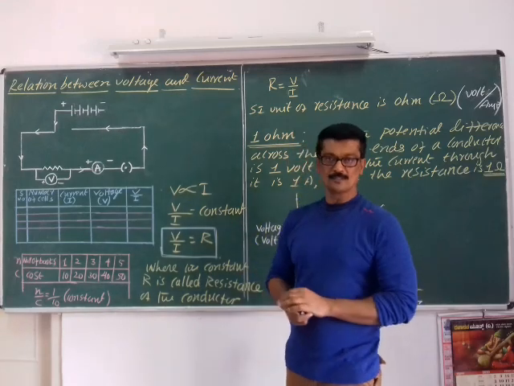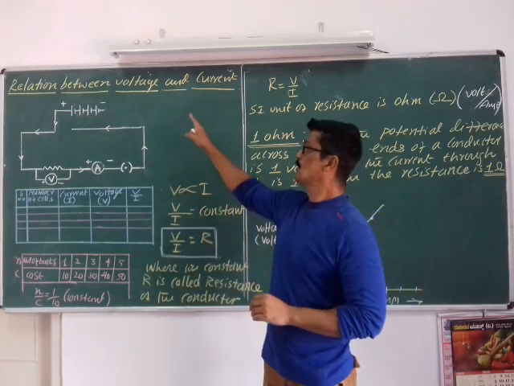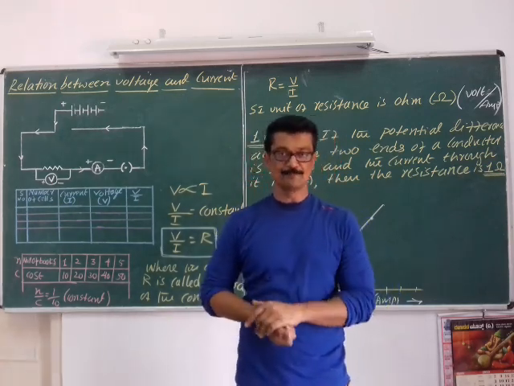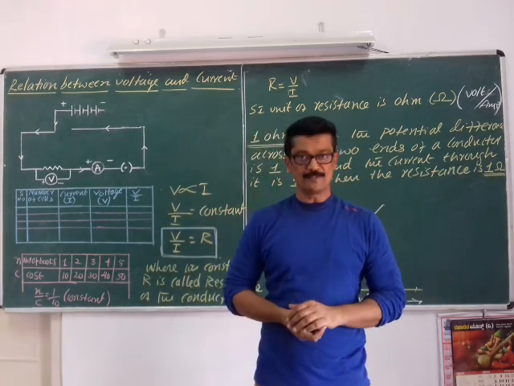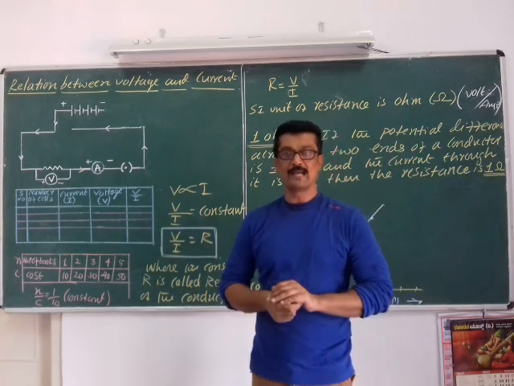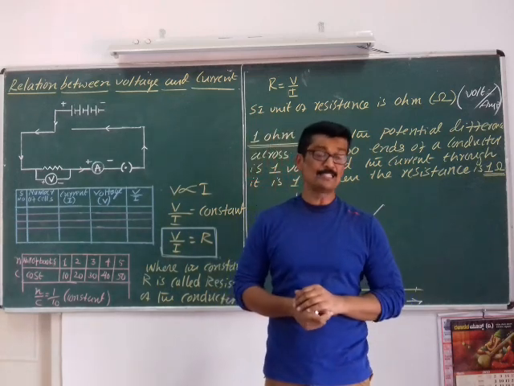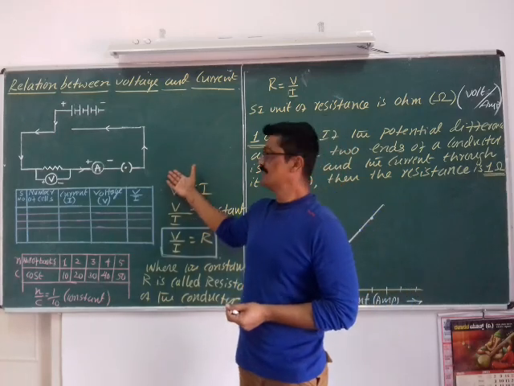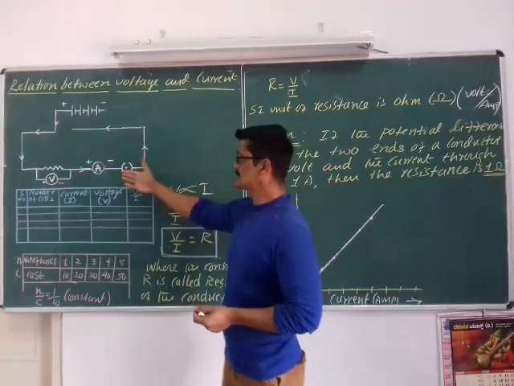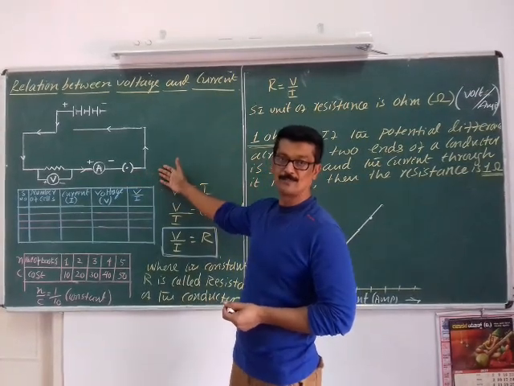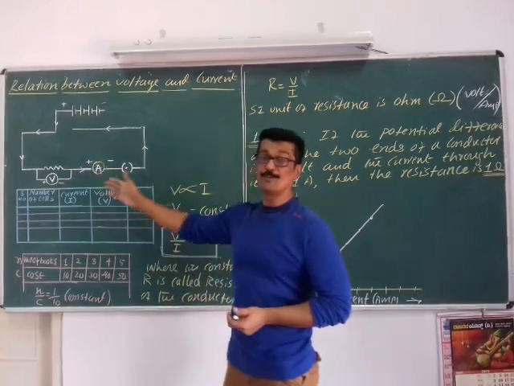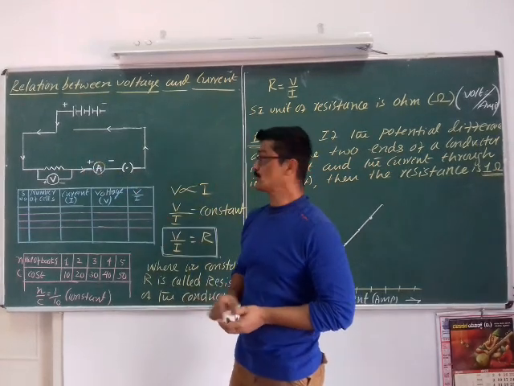We can find out the relation between voltage and current by doing a simple activity. To do this activity, we need an electric circuit. We need to set up an electric circuit as shown here. So this is the electric circuit which is used to find the relation between voltage and current. What are all the components which are connected in the electric circuit?